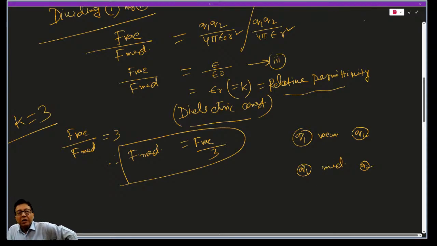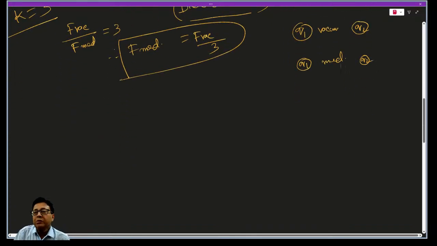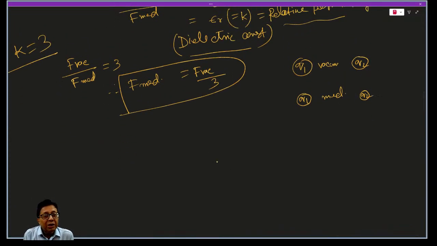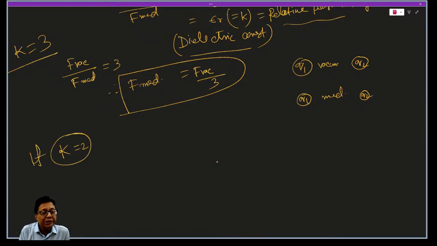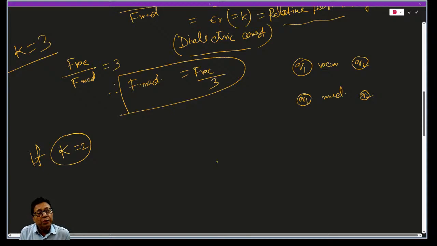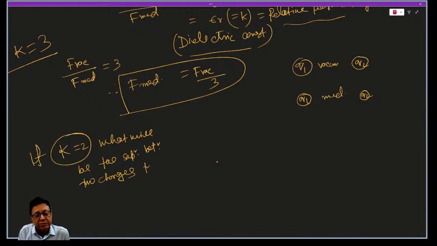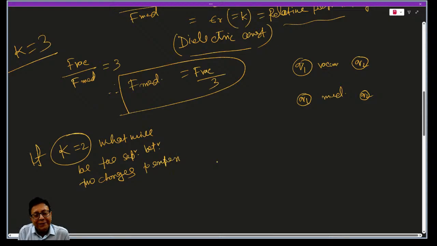Now, suppose the value of the dielectric constant of a medium equals 2. If K equals 2, what will be the separation between two charges to experience the same force?